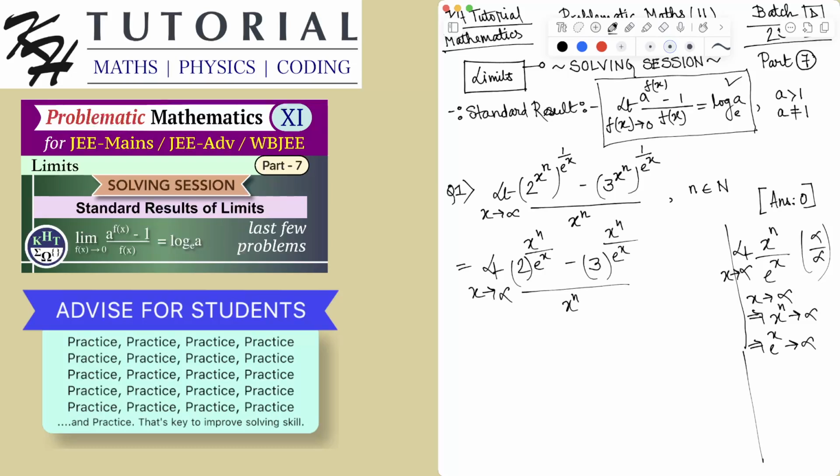Now L'Hopital's rule. If I keep on differentiating x to the power n, it will not end. It should end because n is eventually a natural number. In the denominator we will always have e to the power x.